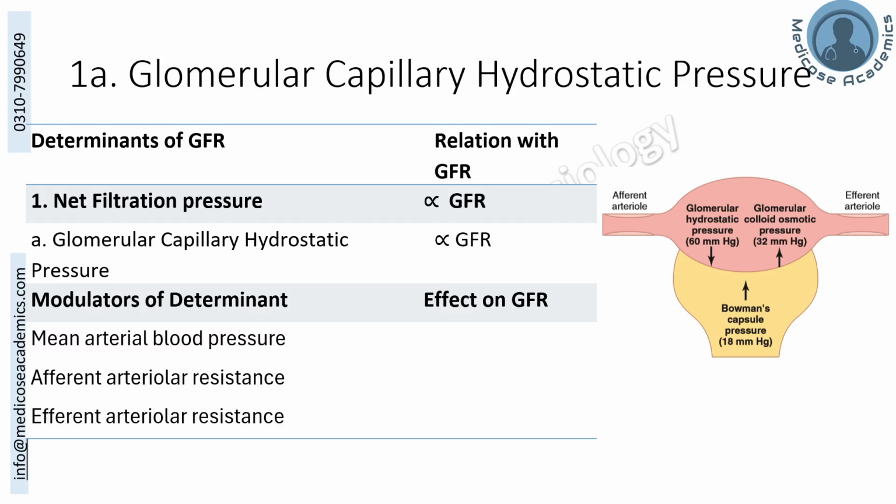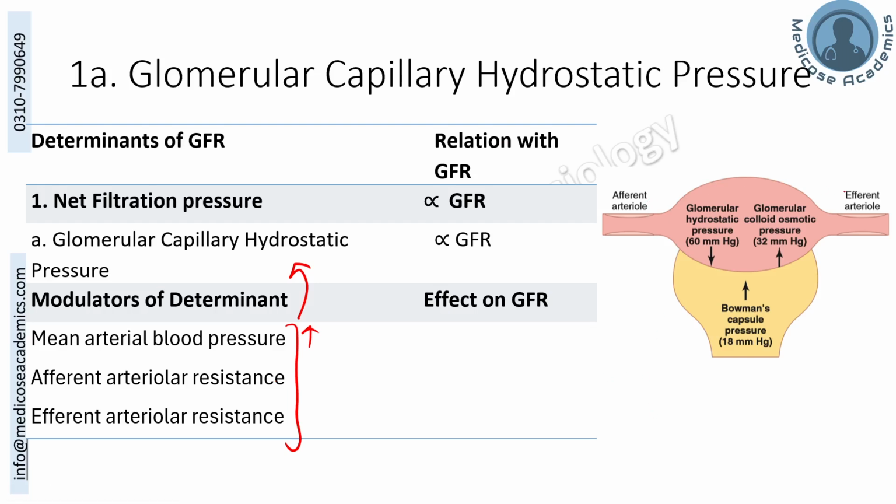For example, mean arterial blood pressure, afferent and efferent arteriolar resistance can alter the glomerular capillary hydrostatic pressure. Now, how will they alter? As we know, the capillary hydrostatic pressure is exerted because of the blood volume and pressure. So, in all these conditions in which the mean arterial blood pressure increases, for example, hypertension, GFR will increase because of increased glomerular capillary hydrostatic pressure.